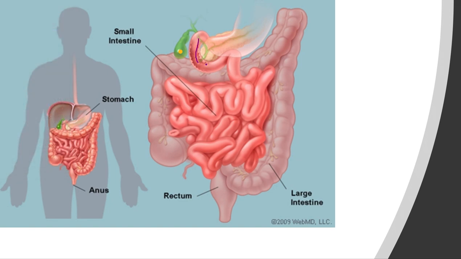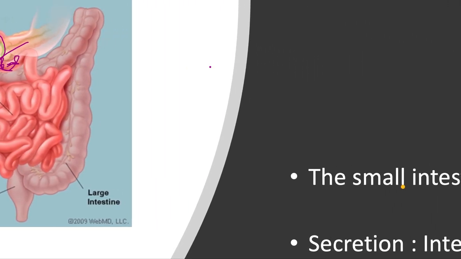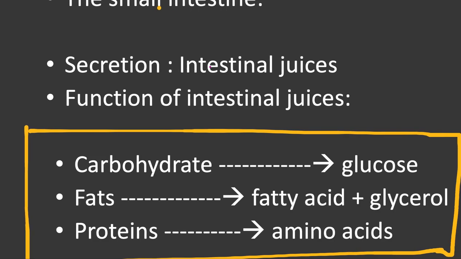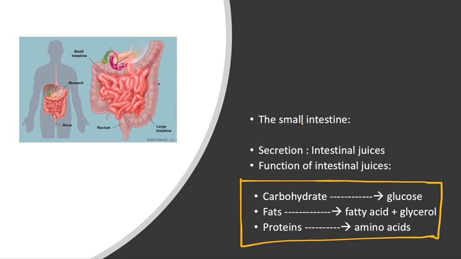So when the food enters here, the bile juice from the liver and the pancreatic juice from the pancreas are poured over here. So when the food is over here, these reactions take place. Carbohydrates turn into glucose, fats turn into fatty acid and glycerol, and proteins turn into amino acids. So the digestion ends in the small intestine. That's another very important thing you should all remember.